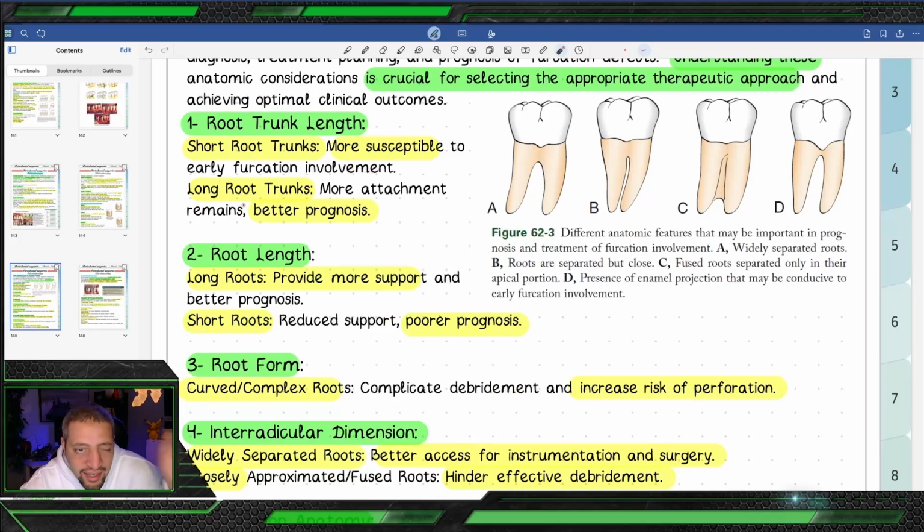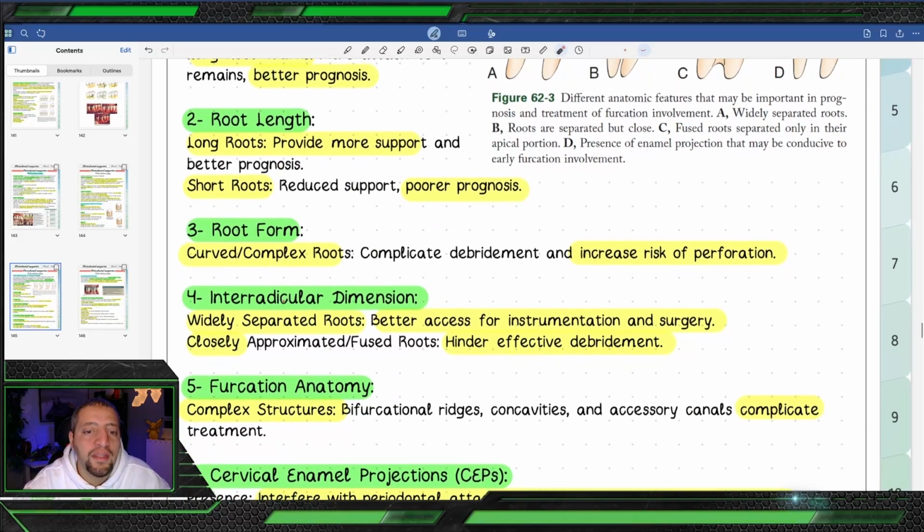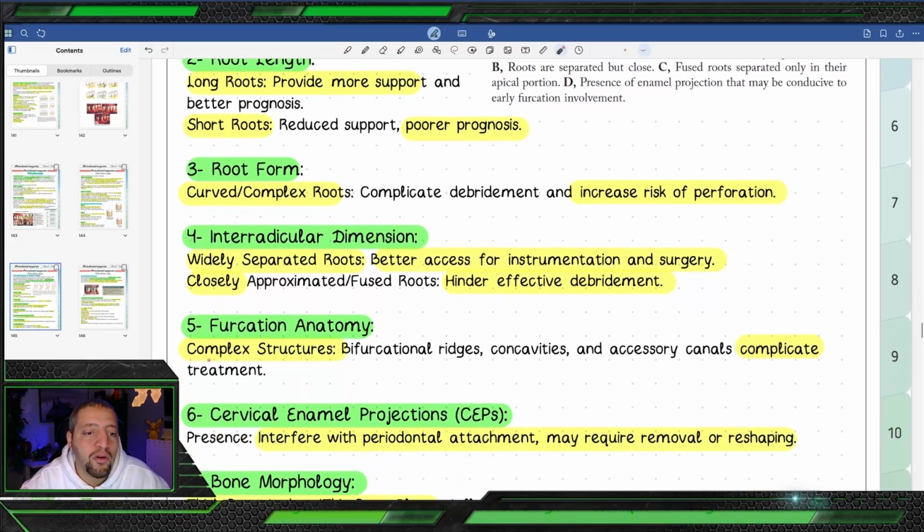Here it's the other way around, like it's the same, but here we discuss the root, and before we discussed the trunk. So this is the trunk, and this is the root. Okay. A curved, complex root form increases the risk of perforation while doing the surgery. Interradicular dimension: widely spaced roots give better access for instruments, which is better for our surgery. Bifurcation anatomy: when it's complex, it will complicate the surgery.